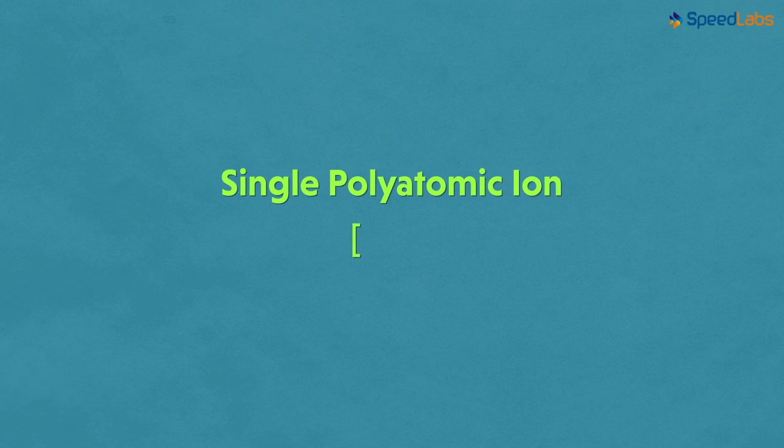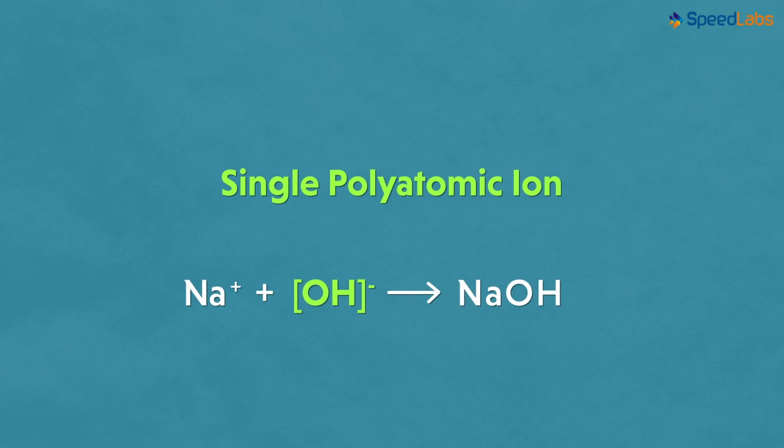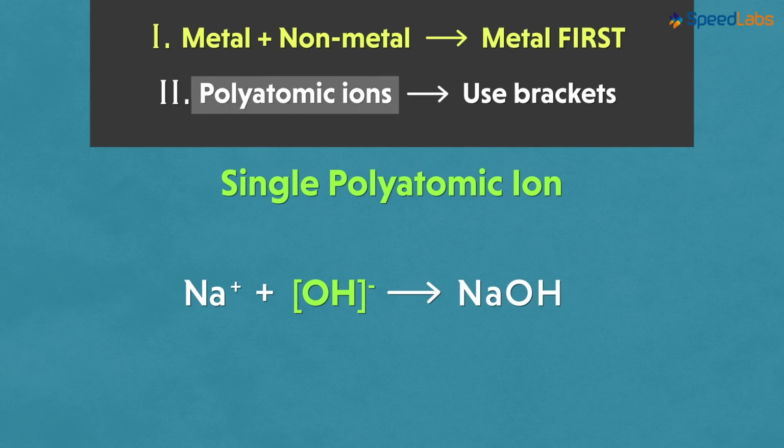Now what if only 1 polyatomic ion is needed? In such a case, we do not write the ion in a bracket. For example, when the same OH unit combines with sodium, it forms NaOH, in which OH is not written in any bracket. This was the rule for compounds with polyatomic ions.